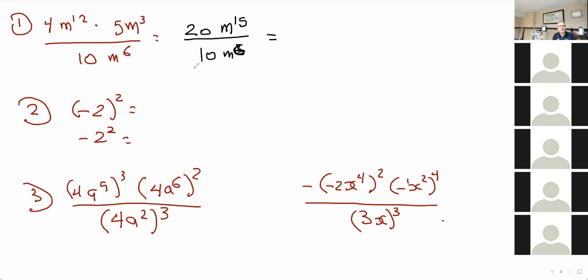So here, when you're reducing, this 0 cancels this 0. So you have 2 over 1, which is 2 on top. And then m to the 15 over m to the 6. M to the 6 goes into itself once because the 6 is the lower exponent. And then m to the 6 goes into m to the 15, m to the 9 times. So the answer is 2m to the 9.